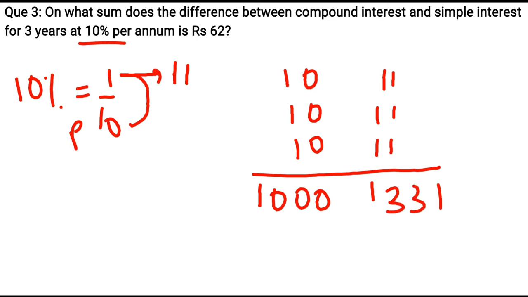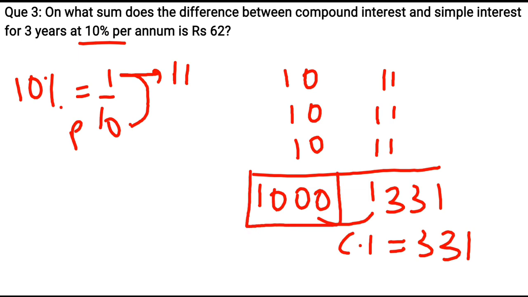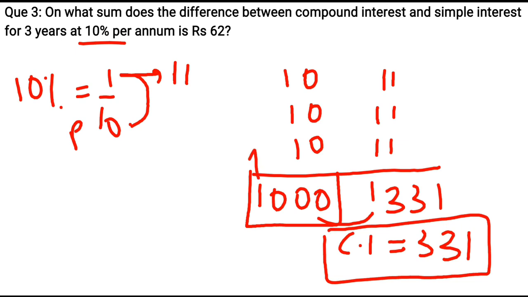1331. Understand? Compound interest is, if we subtract these two, 331. I hope it is clear to you. I'm just assuming that I had deposited this much money in the bank and got this much as compound interest. I'm just assuming that I deposited 1000 rupees in the bank. That's why I'm getting 331 as interest.